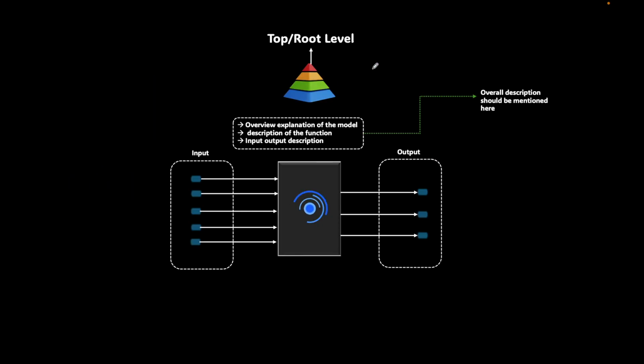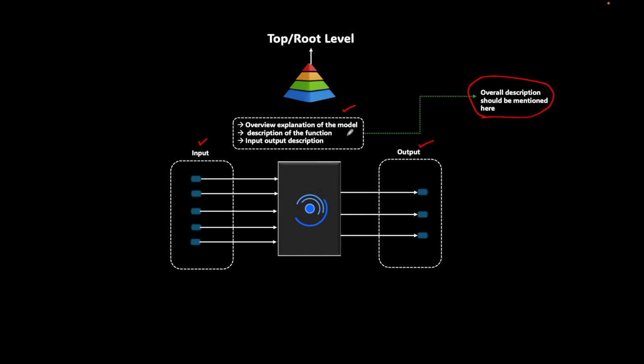Coming to the top or root level layer, in this layer you will have a simple block, and inside this every design will be running or simulating. On the top level you will have the input and the output, and the description for the block should be there in the form of an annotation in the block. In this model, the overview of the explanation of the model will be there in this annotation.